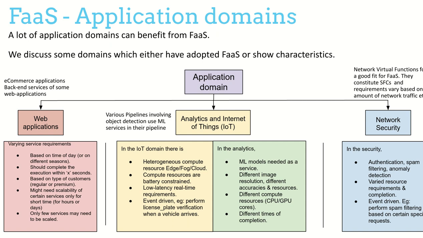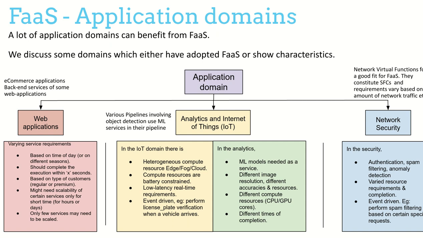In analytics and IoT, analytics and ML services are usually a part of certain application pipelines, and parts of the application pipelines can be used as ML service and are implemented in FaaS. So here also the requirements can vary based on the size of the image, the type of model. So the CPU and the GPU cores for that particular service can vary based on these factors.